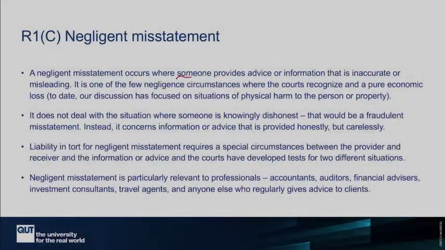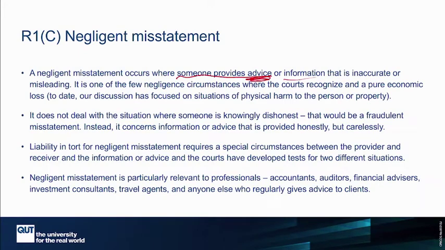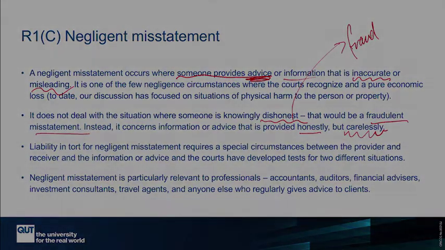Negligent misstatement is where someone provides advice or information that's inaccurate or misleading. Now, it's not about dishonesty, right? Because that might be something like fraud would cover that criminally, and also we would deal with fraudulent misstatement. Instead, it's honest advice, but careless advice. And it's particularly important for the professions: accountants, auditors, marketing advisors, consultants, etc. So it covers a range of professional services that we would have these days.